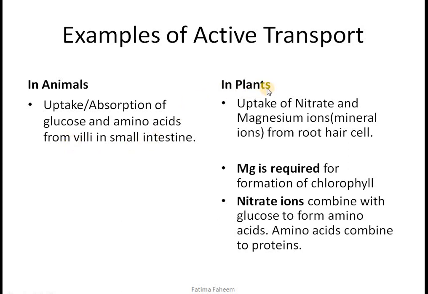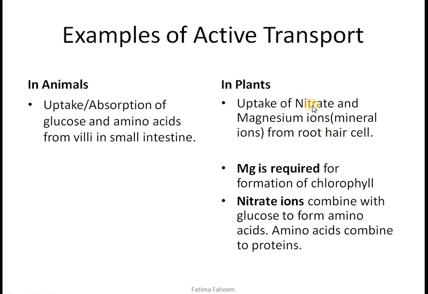What about plants? In plants, root hair cells absorb certain ions and mineral salts against their concentration gradient, that is by active transport with the use of energy. You have to remember nitrate ions and magnesium ions particularly. These ions are taken up by root hair cells by active transport.